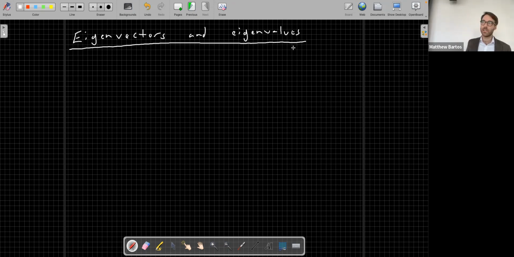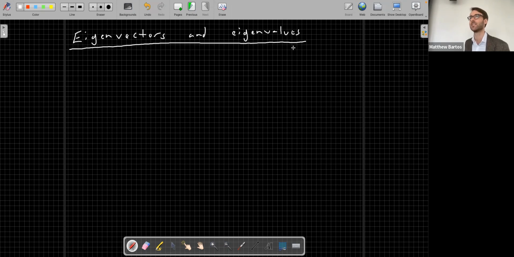Okay, so who's familiar with the concept of eigenvalues and eigenvectors? Who's seen this concept before? So most of you have seen it. You've probably seen it in undergraduate differential equations, I'm guessing. So what is, kind of intuitively, the concept of an eigenvalue and eigenvector? Does anyone remember?